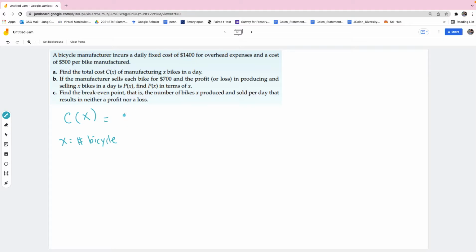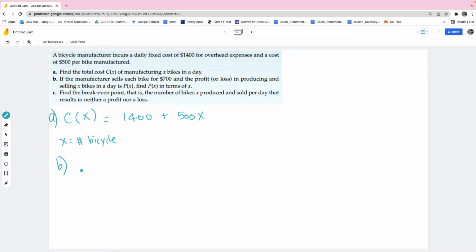There is a fixed cost. $1,400 is no matter how many bicycles you are manufacturing, you need to pay for that, right? And also, depending on how many bicycles, you need to pay $500. That's another cost. It depends on the number of bicycles, which is x. So if x is 1, 500 times 1, only $500 is added to the fixed cost. And if you have 2 bicycles to manufacture, 500 times 2 will be added, and so on and so on. So this is the independent variable, right? It's the domain.